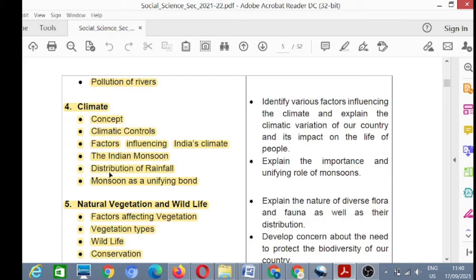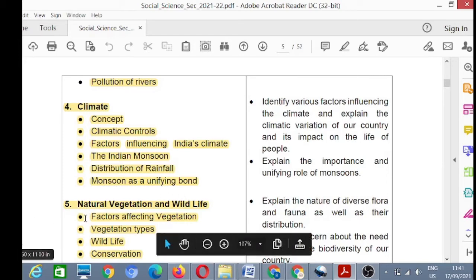Then rainfall, distribution of rainfall in different parts of India. Then monsoon as a unifying bond.